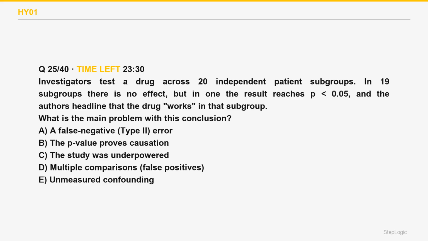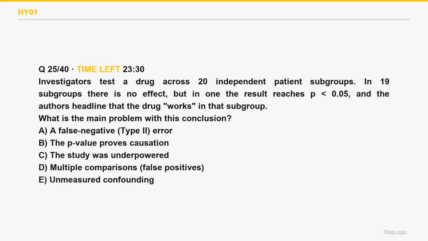What is the main problem with this conclusion? Investigators test a drug across 20 independent patient subgroups. In 19 subgroups, there is no effect, but in one, the result reaches p<0.05, and the authors headline that the drug works in that subgroup. Read the command: the flaw in celebrating one significant subgroup out of many.